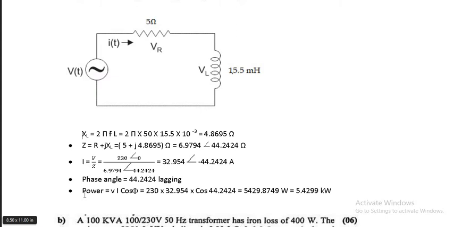And what will be power? Power will be equal to VI cos phi, voltage magnitude, so it will be 230 multiplied by current's magnitude in polar form, it is 32.954 multiplied by cos of 44.2424. Point to be noted over here is, I have taken the magnitudes of V and I, and multiplied by cos of this. What is this angle? Basically it is the angle of current, isn't it? You can see over here. So VI cos phi, and that gives out 5429.8749 watts. I can convert it into kilowatts as 5.4299 kilowatts. So that completes our second problem.